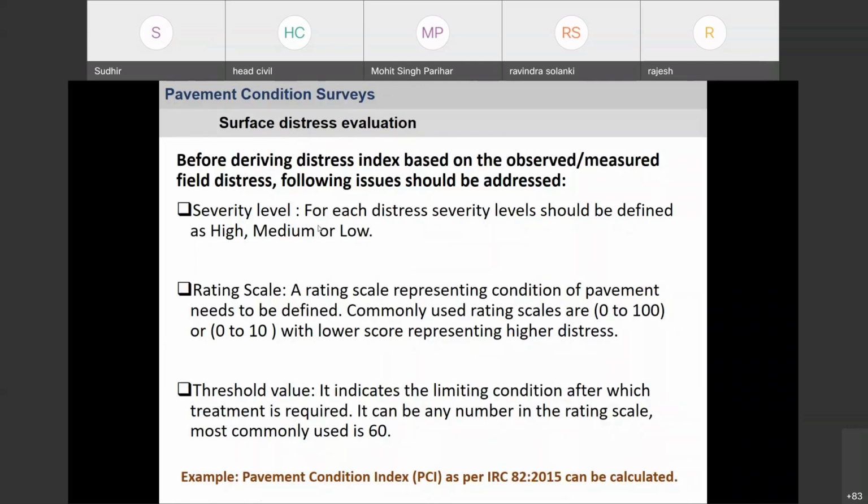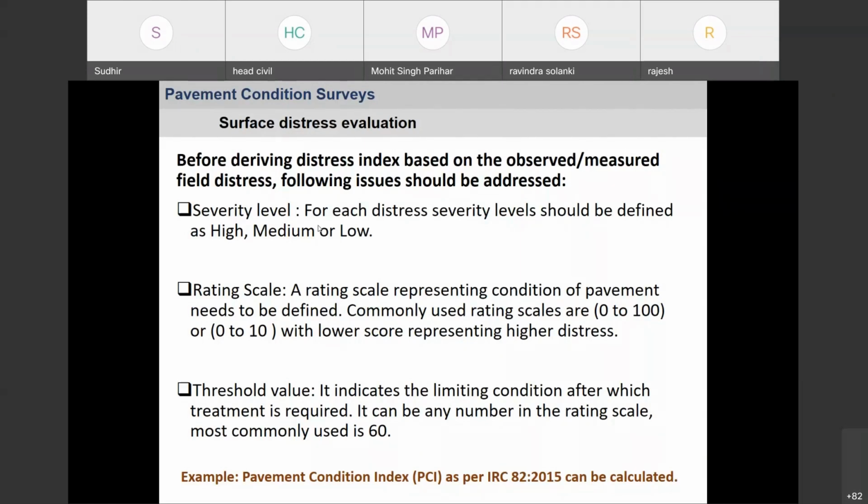Okay, so what are these issues? The first issue is that when you are looking at the distress, whether manually, semi-automated or automated, you need to understand the quantity of the distress, but in addition you also need to understand the severity level of the distress. Whether the distress is of high severity level, or medium, or low severity level. I don't want to go into more details about severity level.